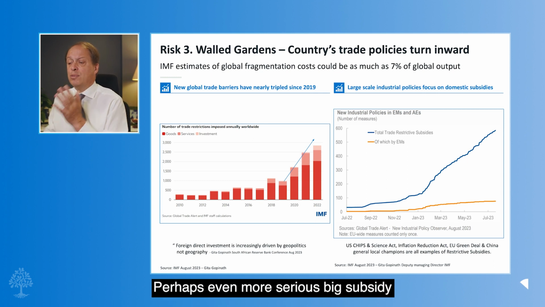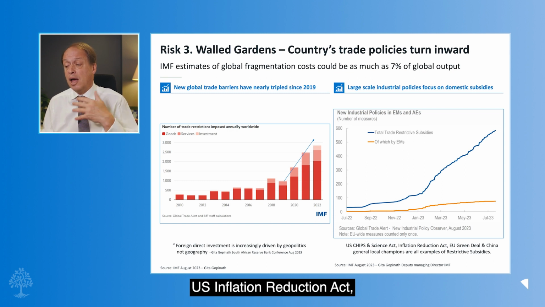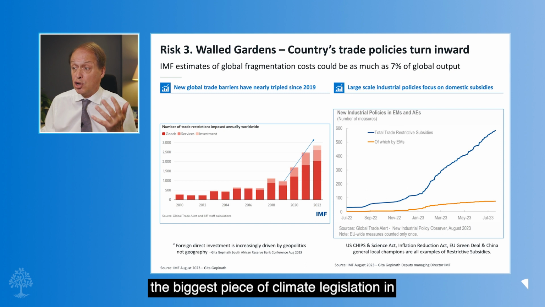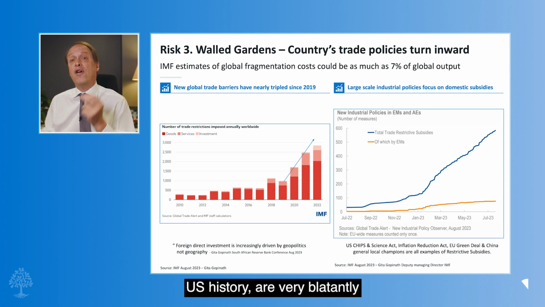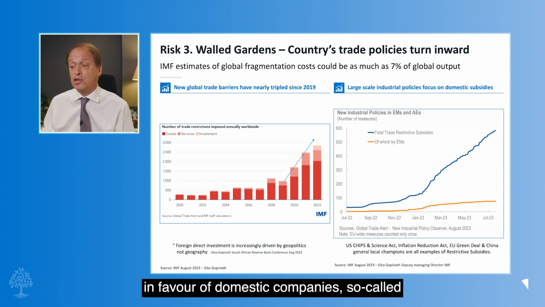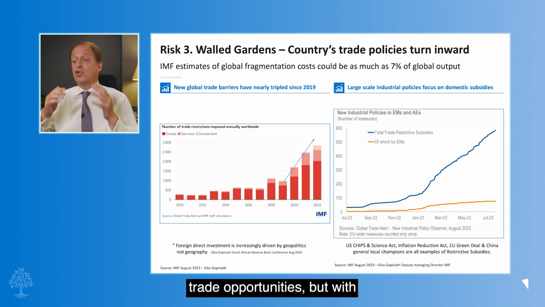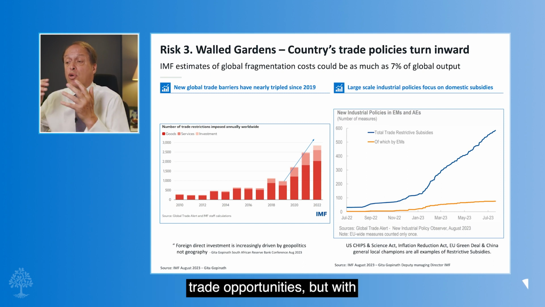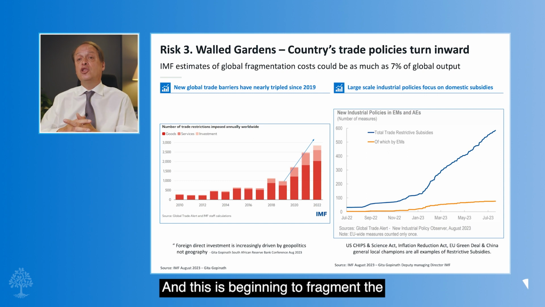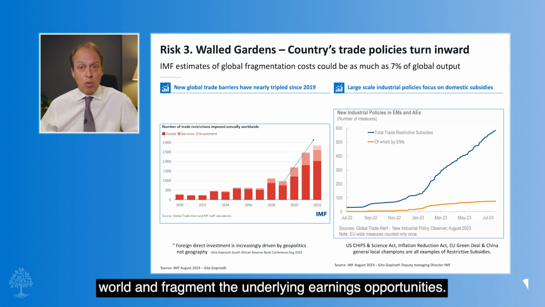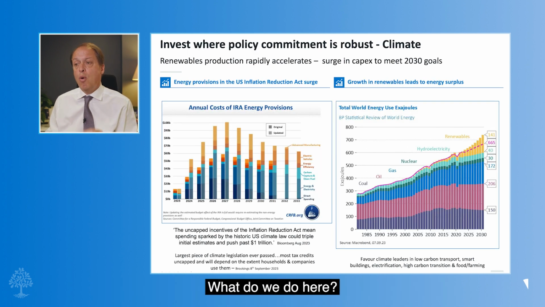Perhaps even more serious, big subsidy programs like the US Inflation Reduction Act, the biggest piece of climate legislation in US history, are very blatantly in favour of domestic companies, so-called trade opportunities but with restrictive subsidies. And this is beginning to fragment the world and fragment the underlying earnings opportunities. What do we do here?